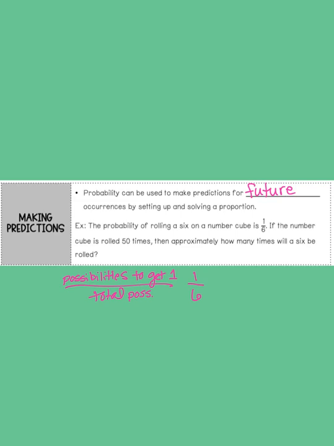So if I'm rolling it 50 times, how many times should I be able to get a 6? Well, now I want to know how many times I should be able to get a 6, like how many possibilities are there going to be to get a 6 if I have 50 total that I'm doing? So I'm going to set that up as a proportion. So x times 6 is 50. So I can do cross products here. So I'm going to go ahead and do 6x equals 50.